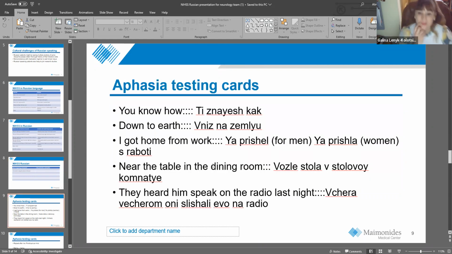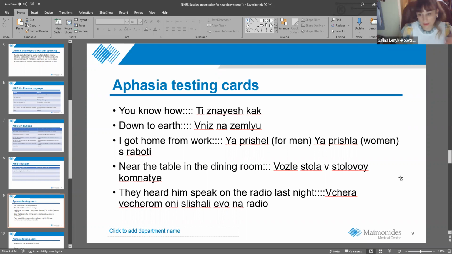Okay. So aphasia testing cards. You know how. Ты знаешь как. Okay, who wants to do this one? Ты знаешь как. Great. Okay, down to earth. Вниз на землю. Who wants to say that? James, come on. Вниз на землю. Marvelous.